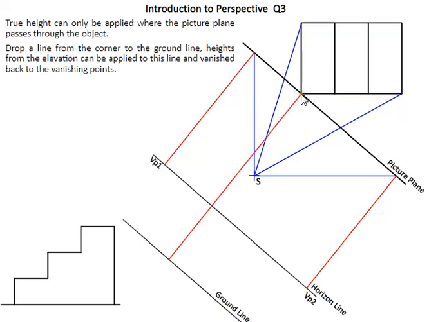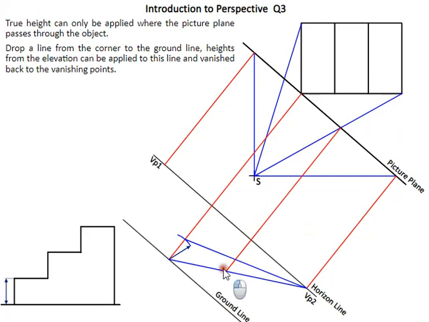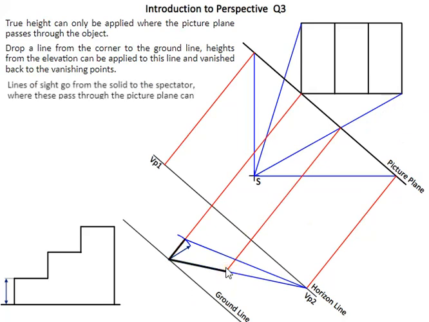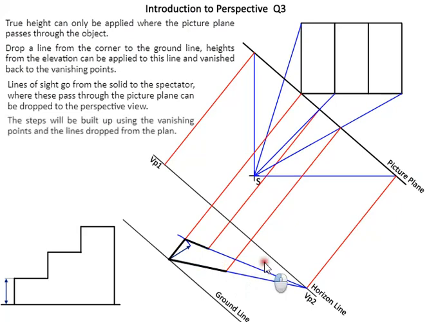Next, any edge that's hitting the picture plane, we can bring it down and mark it on our ground line. We can mark a height on that ground line. Then we can join it back to VP2. In this case, we can take this back corner, bring it back down to this edge here. Then each of the steps can be marked off.